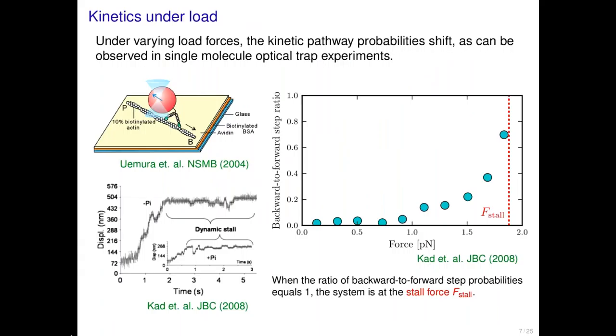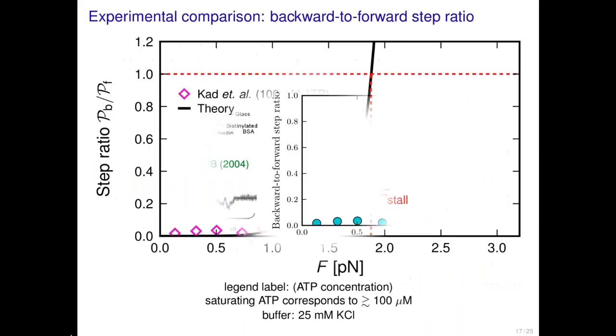All right. This is, I believe, from Warshaw's group. I'm not 100% sure. And there's a ratio of the backward to the forward step, I think at saturating ATP concentration, but I don't remember that so well. And you can see that when that becomes 0.5, that determines the stall force, and I'm looking at 1.8 and 7, 1.8, something like that. Let's say 2 piconewtons.